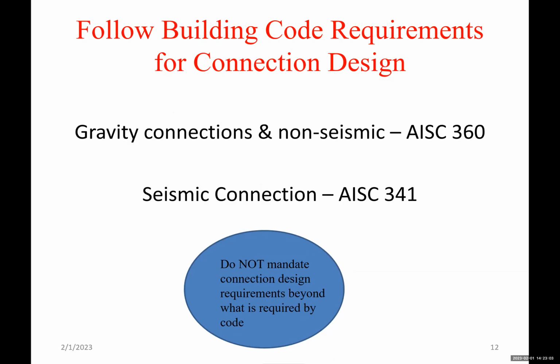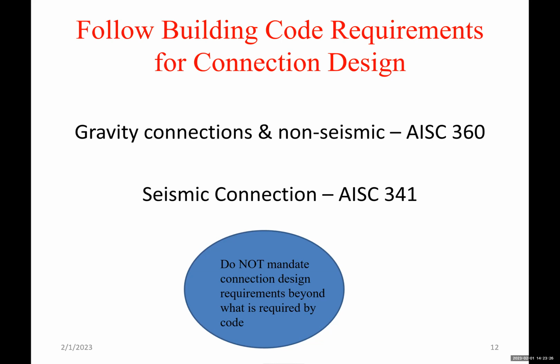Follow building code requirements for connection design. Gravity connections and non-seismic, that's according to AISC 360. Seismic connections, that's according to AISC 341. Do not mandate connection design requirements beyond what's required by the code. Okay, so follow the code.